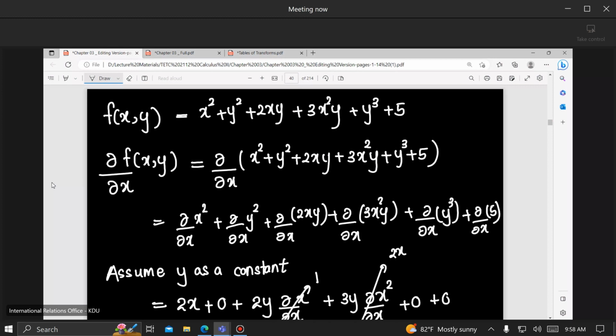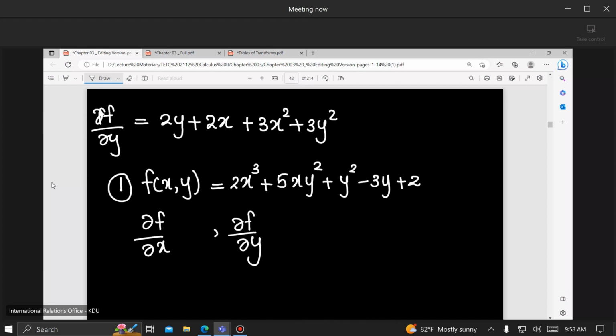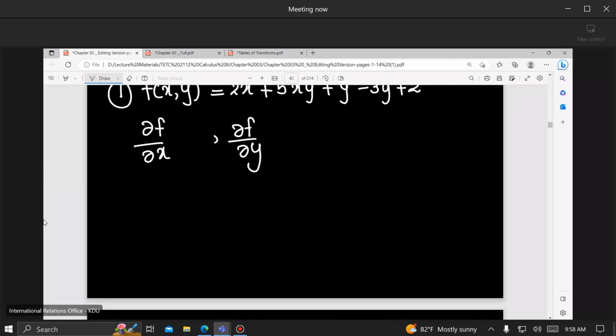Okay, let's do this example. First we are going to find the partial derivative of this function with respect to x.